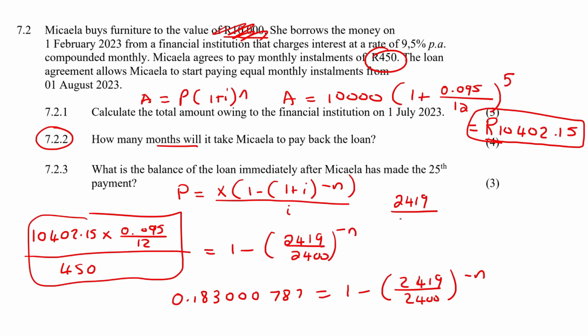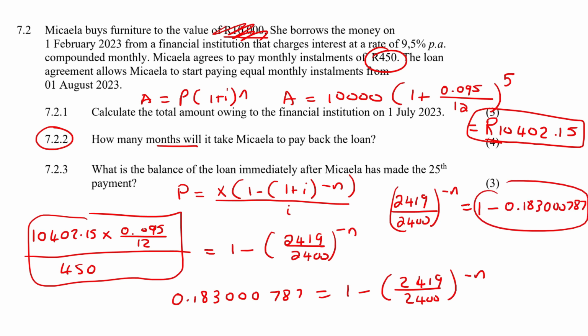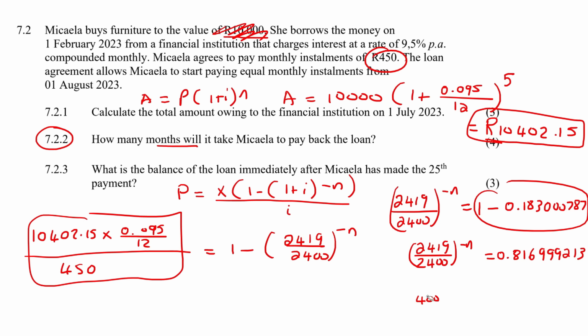2419 over 2400 to the negative n. We just brought this over to the left hand side, and then on the right hand side you're going to get that. Now I'm just going to quickly pop that on my calculator, and so we end up with 2419 over 2400 to the negative n equals 0.816999213. Okay, now it's logs.